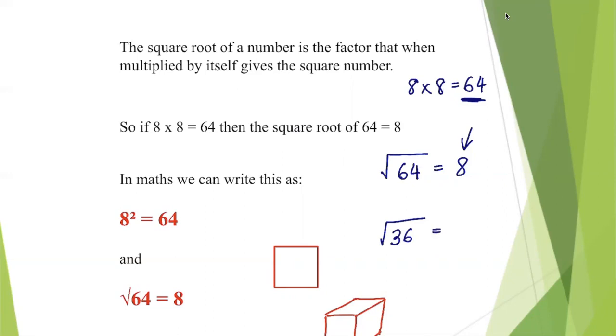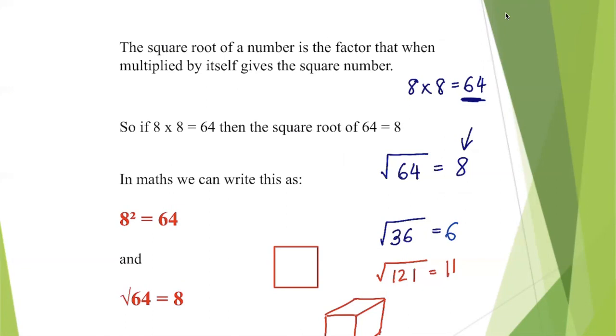Have a go at that one, and I'll just write a little extension on here as well. Let's also do the square root of 121. Okay, do both those on your board, please. Okay, so the square root of 36 is 6, and the square root of 121 is 11, because 6 times 6 makes 36, and 11 times 11 is 121.